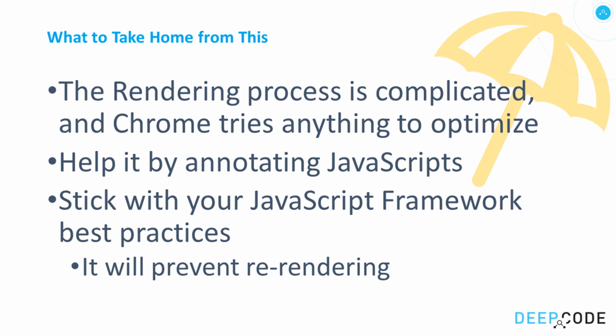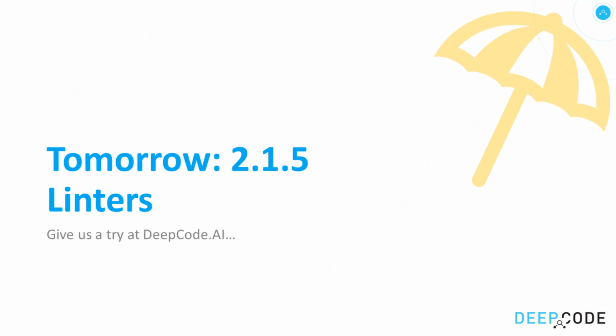The good news is Chrome tries to optimize every step in this journey. We can help it by, for example, annotating the JavaScript as I mentioned before, or by sticking to the best practices of the JavaScript framework that we're using. So might it be React, might it be Vue, or whatever you're using, stick to the best practices. Because these are designed to reduce the number of re-renderings as much as possible, and therefore optimize the page load times accordingly. So this was our short video on browser rendering pipelines.